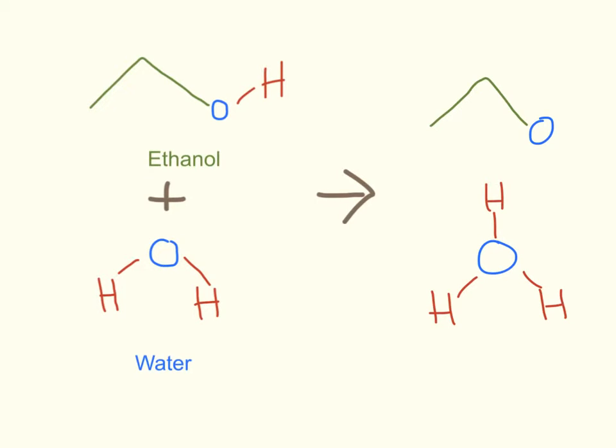These are their structures. Ethanol has 2 carbon atoms attached to an oxygen and then a hydrogen. Water is oxygen connected to 2 hydrogen atoms. Mixed together, the water will take away the hydrogen and will make H3O.